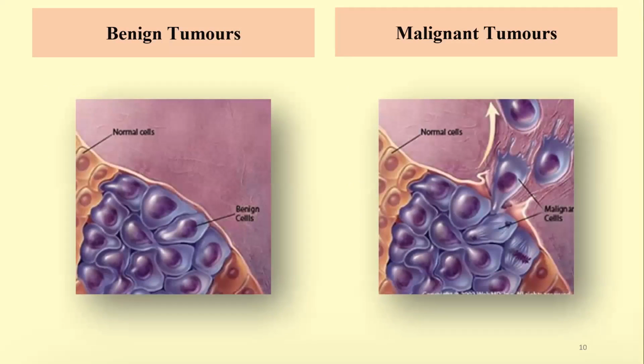For example, let me show you this picture. These cells are growing in an unregulated manner, but these cells will remain here. They will not metastasize. They do not show metastasis. They will not spread to the rest of the body parts. If it is malignant, then it will spread throughout your body like this.